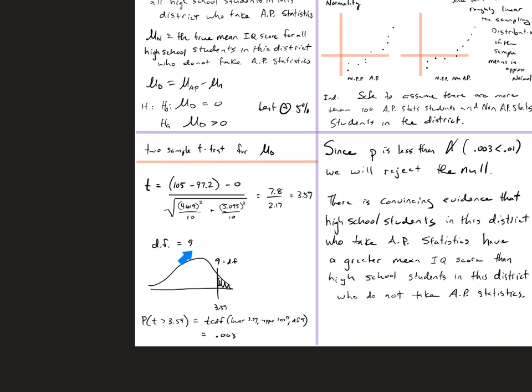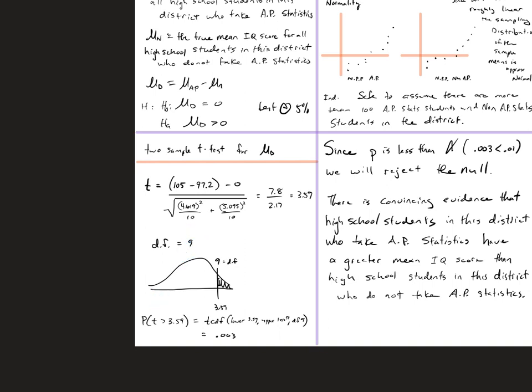I'm going to use the conservative method. If you run a 2-sample t, please write down what that degrees of freedom is when you run the 2-sample t. But I'm going to use the conservative approach. I got 9 degrees of freedom. I look at my sample sizes. They're both 10, so 10 minus 1 is 9.